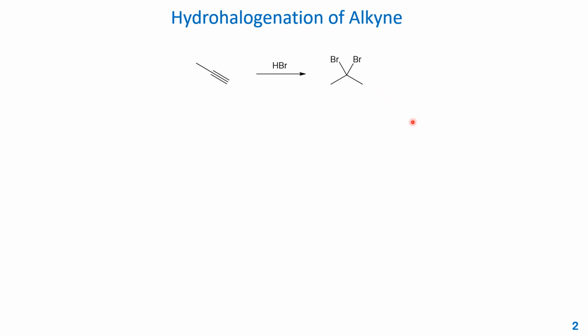The mechanism is similar to the hydrohalogenation of alkene. The first step is protonation. There are two pi bonds, but one pi bond's electrons attack the proton here and kick off the bromide as the leaving group, and the intermediate is a vinyl cation. It's not a very stable carbocation. Then the bromide from the first step acts as the nucleophile, attacks this carbocation, and forms a new carbon-bromine bond. The product formed is a vinyl bromide.